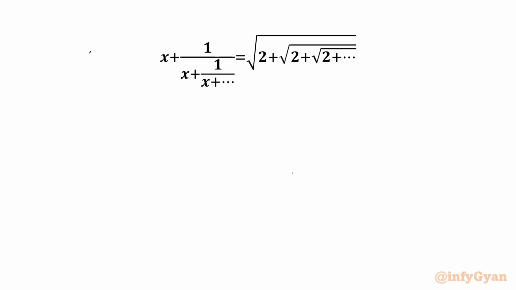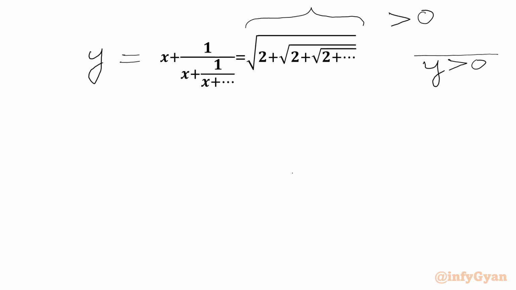I am going to consider this equation equal to y first. We have a square root in right hand side. So for real x, our right hand side must be greater than 0. So there will be one condition on y. Our y must be greater than 0 for x to be real.